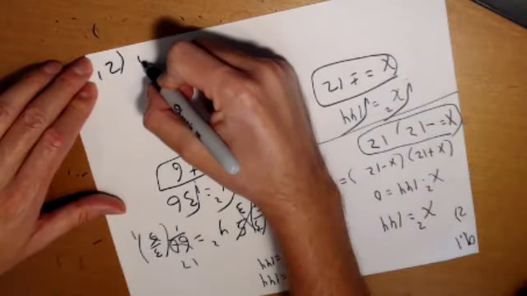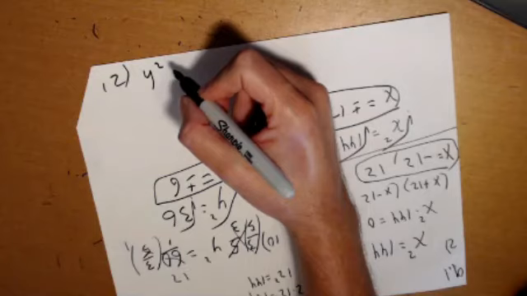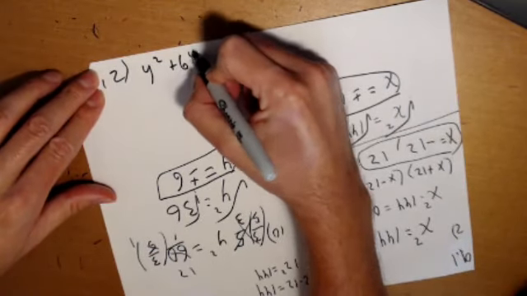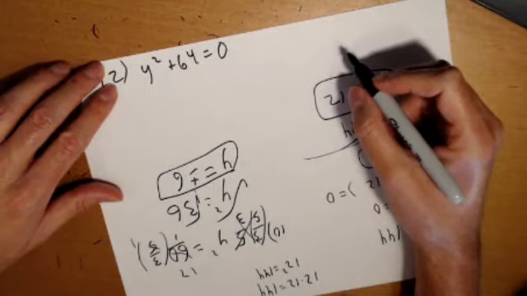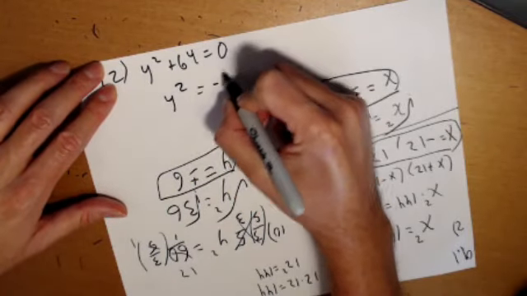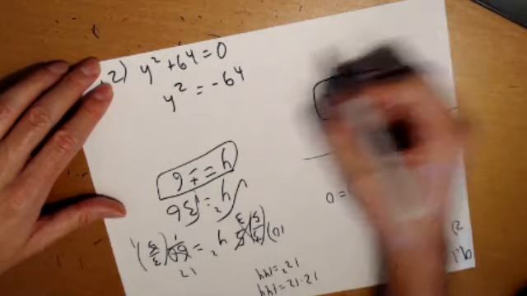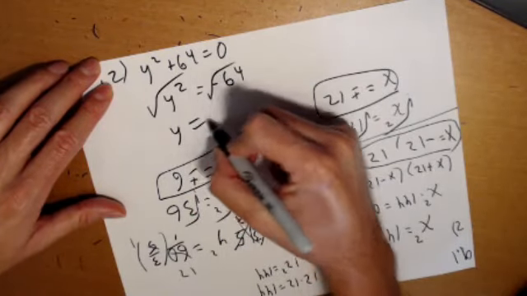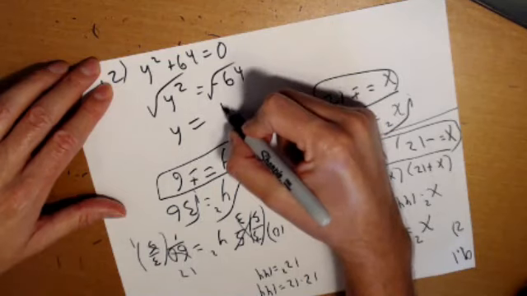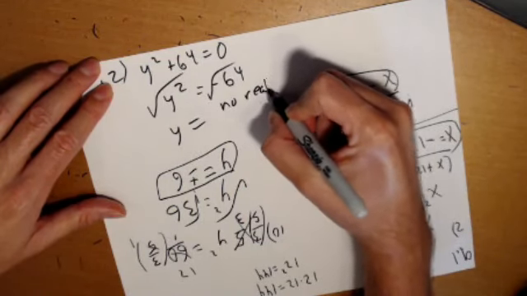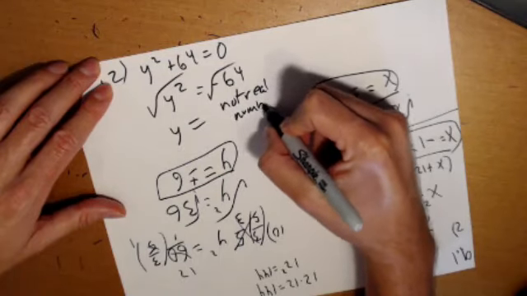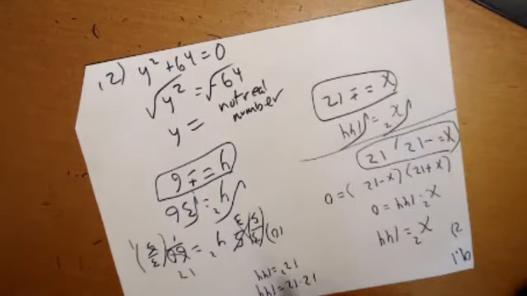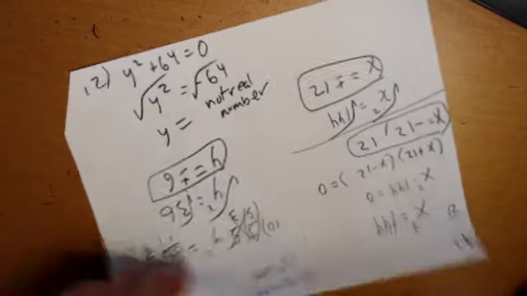Okay. 12. Y squared plus 64 is equal to 0. Okay, let's get the y squared alone. So y squared is equal to negative 64. Okay, square root both sides. Y is equal to, oh, we can't take square roots of negatives. So what do we say? No real, not real number? I can't remember what the book says. Not real number. Okay, easy. And then, yeah, so again, this section, I hope you'll agree, pretty mellow.